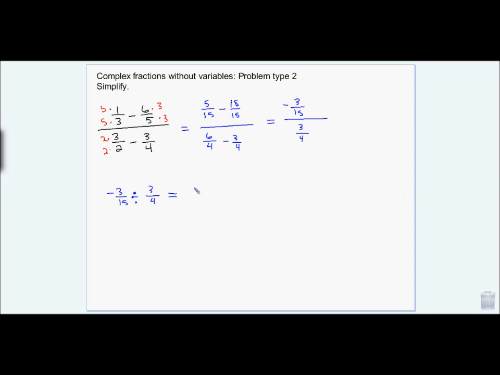Rewriting this as multiplication, I get -3/15 times 4/3. My 3's will each divide by 3, leaving me a 1. Now I have a negative times a positive, so that's going to give me a negative. 1 times 4 is 4, 15 times 1 is 15, so my answer is -4/15.